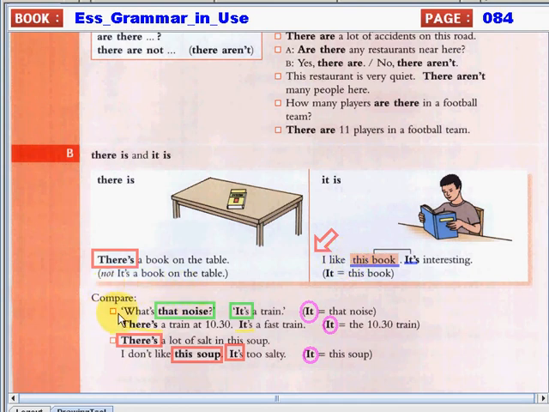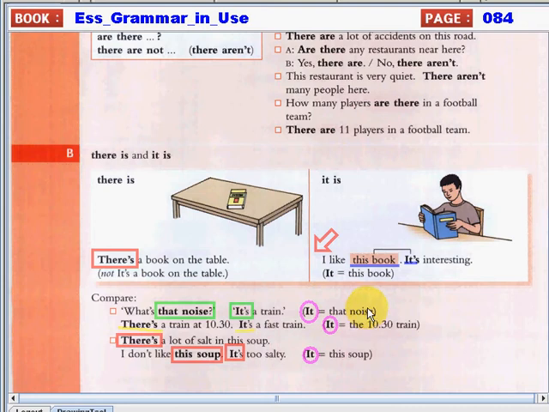Let's go now to the examples. The first example is, what's that noise? And the answer is, it's a train. We cannot say that noise a train. It's wrong. So we use it to substitute the phrase that noise.